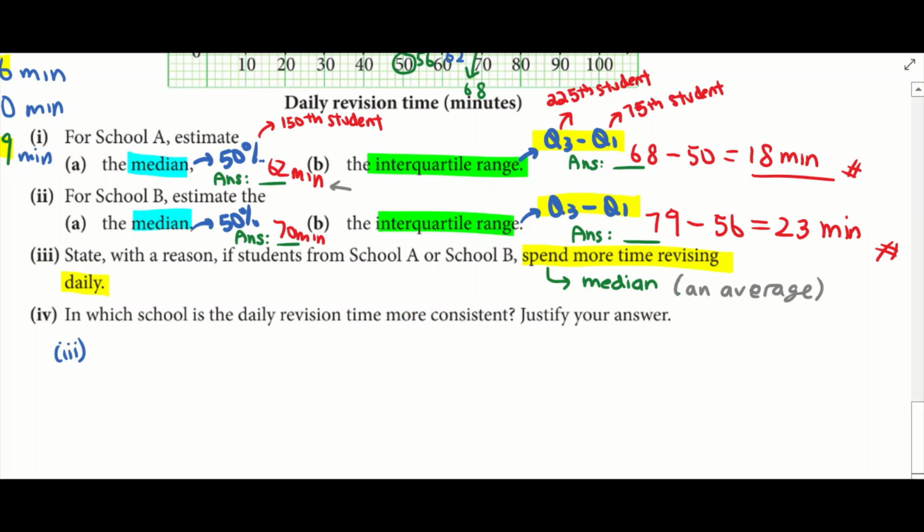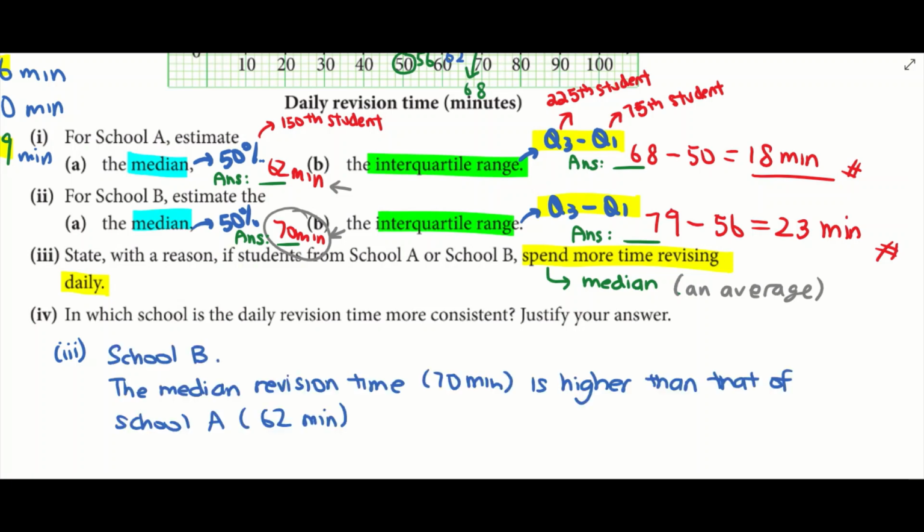By using medians, we realize that school B has a higher median than school A. So I'll get school B as my answer because the median revision time of 70 minutes is higher than that of school A, which is 62 minutes, which means more students in school B are spending more time revising as compared to school A.